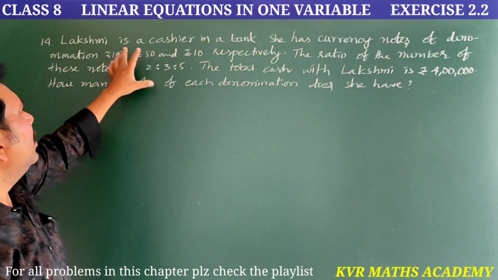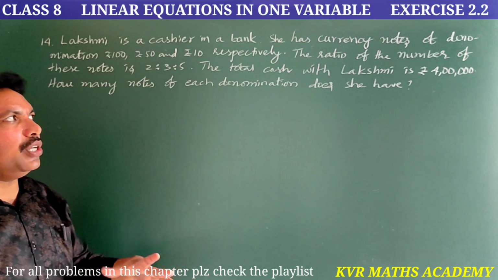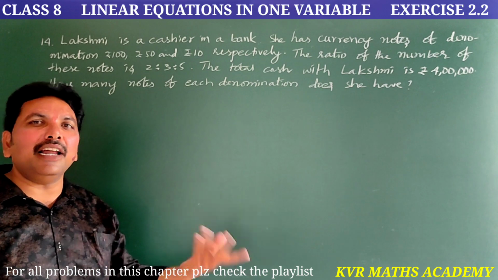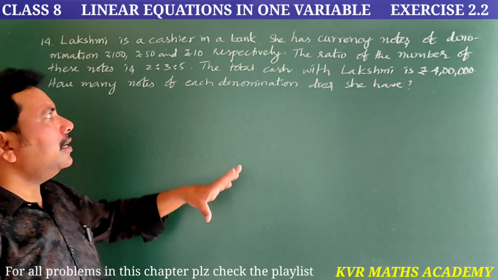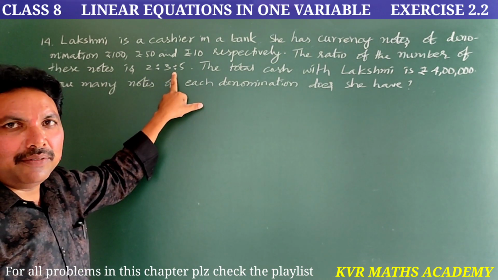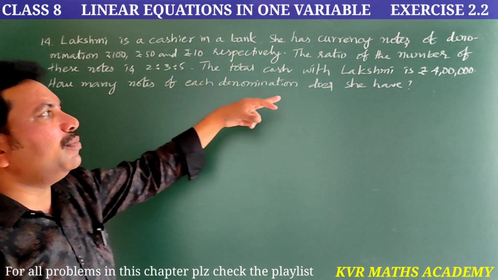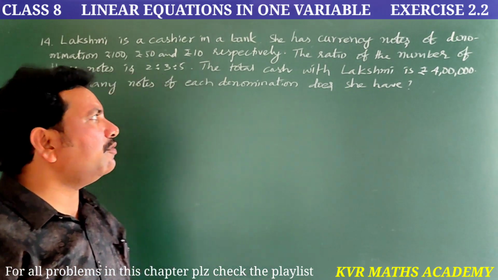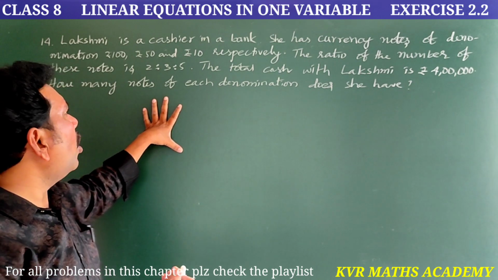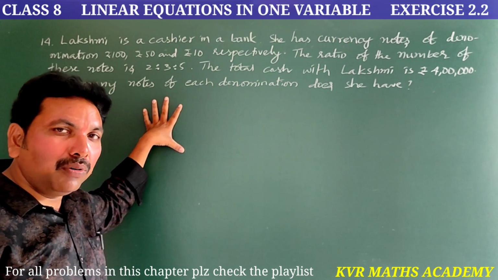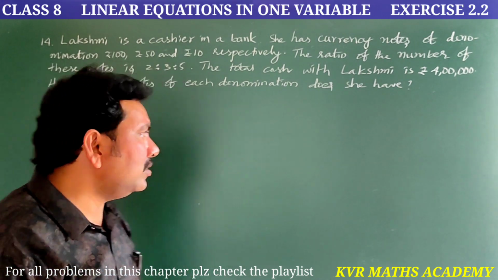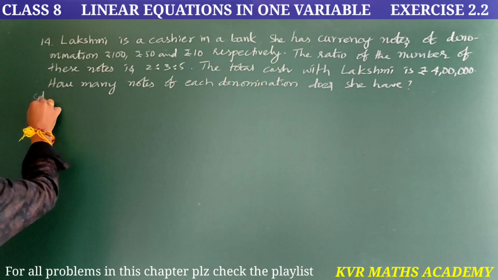Look here. Lakshmi is a cashier in a bank. She has currency notes of denomination 100 rupees, 50 rupees and 10 rupees. The ratio of these notes is 2:3:5. Total money with Lakshmi is 4 lakh. So we have to find the number of notes in each denomination. How many 100 rupee notes, how many 50 rupee notes, how many 10 rupee notes are there? We have to find. Let us solve. Solution.